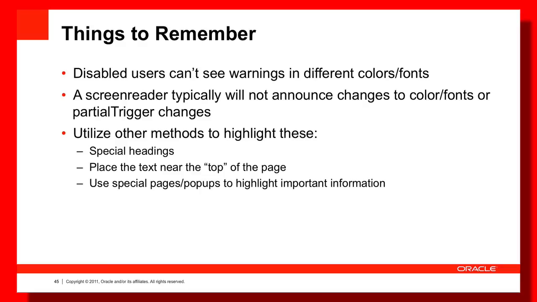So some solutions to that particular case are to use special headings where the blind user will navigate to see changes. Place the text near the top of the page, where the blind user is more likely to navigate more often than the rest of the page. Or use special pages and pop-ups to highlight important information. So for the blind use case, they will actually get a pop-up that tells them, by the way, by changing this field, you've now got this updated value.